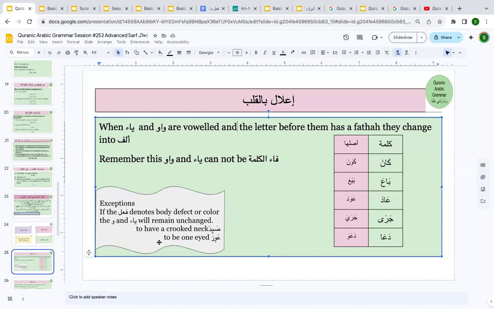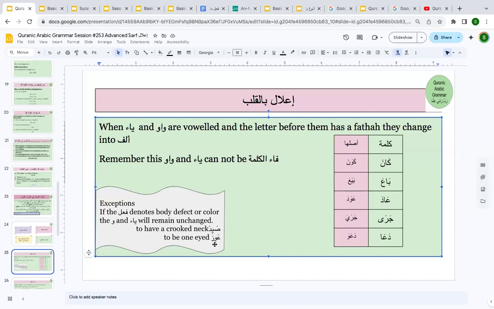Also, remember, if a word has to do with body defect or color, the waw is not going to have any change. Waw and ya will not undergo any change. Do you notice here? Sayyida means to have a crooked neck. Avira means to have one eye. And you remember, Al-Masih al-Kazzab, you have a dua to protect yourself from Dajjal, who is one-eyed, right? So Avira means to be one-eyed. Sayyida means to have a crooked neck.